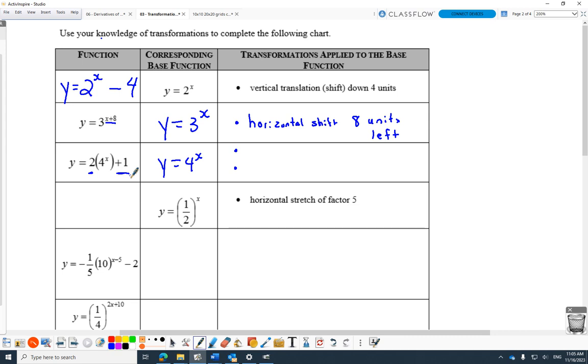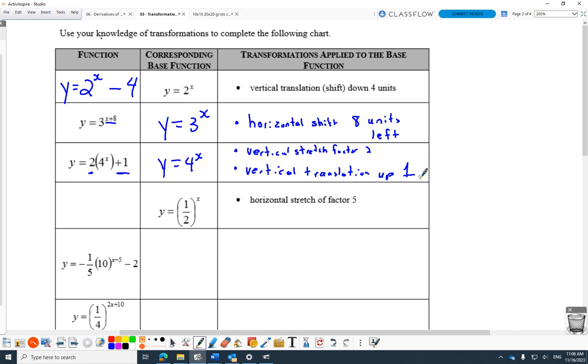What are they? Vertical stretch factor of 2, and then vertical translation up 1. Yes, I'm fine with the short forms, unless you make up short forms. A couple of you on the last test made up some short forms, and then I didn't know what you meant. So be careful with that.